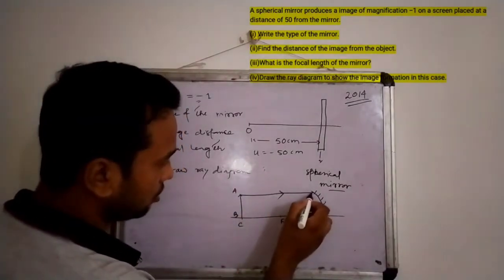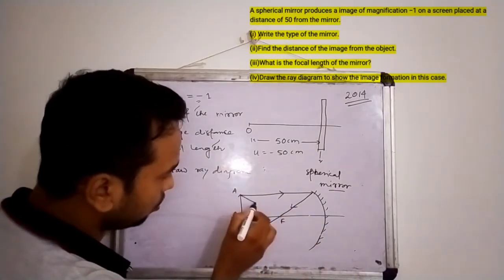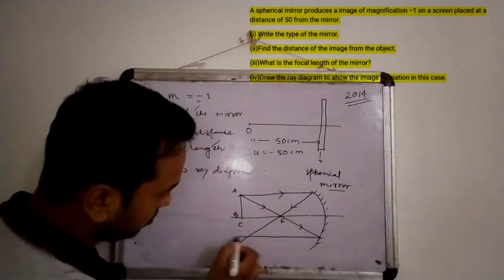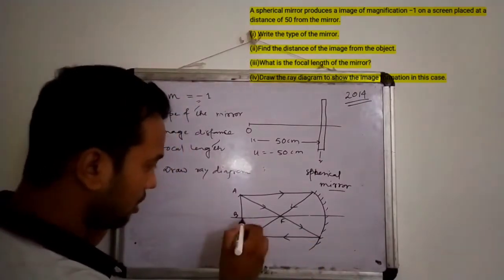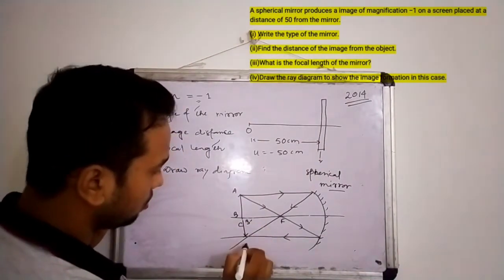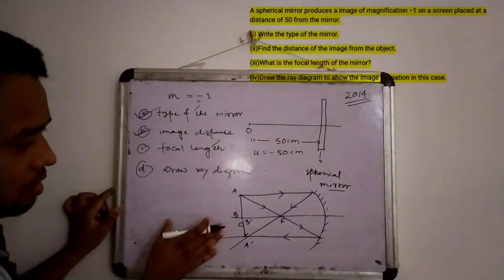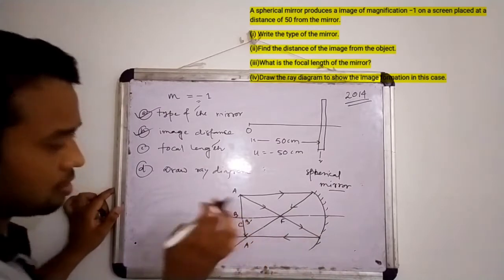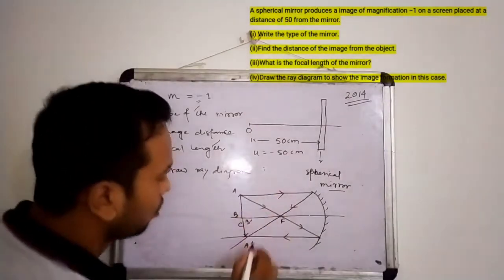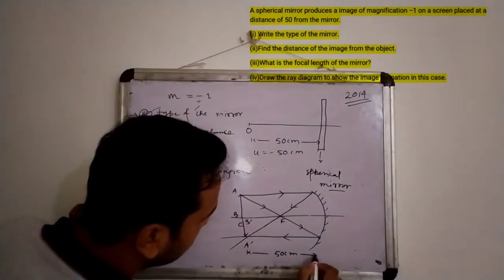then after reflection this ray will pass through the focus, and the ray which is incident from the focus, after reflection will pass parallel to the principal axis, and in this case the image will be formed at the center of curvature only. Okay, so only in this case object distance and image distance are equal. Now according to the equations this distance will be 50 centimeter.